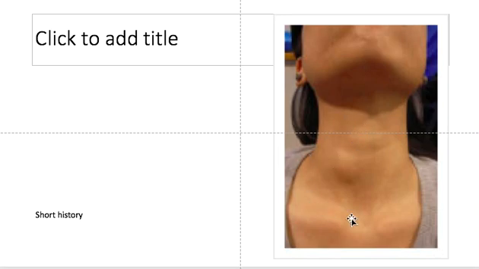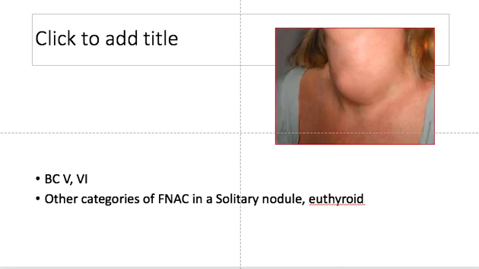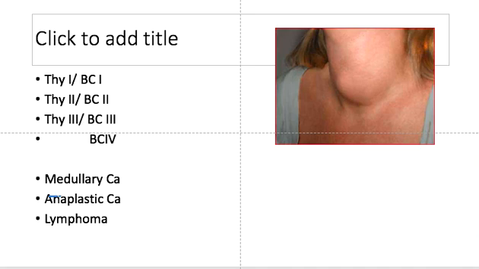Solitary nodule, the primary determinant is the FNAC. First look at the FNAC. If there's some problem in the FNAC, you have to do the surgery. Forget about the size. But if FNAC is benign, that is either Bethesda 2 or Thy 2, then look at the size. So that is what you have to keep in mind before getting into this other part of the discussion.